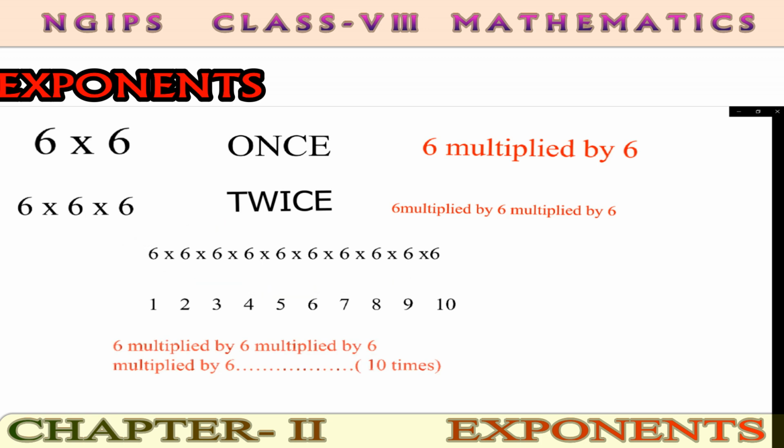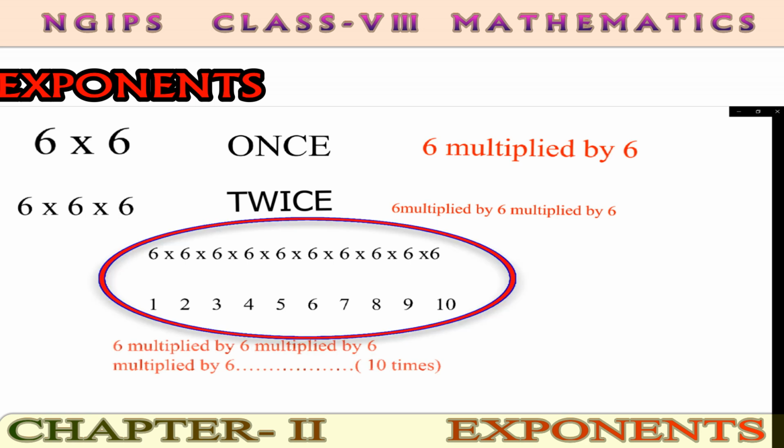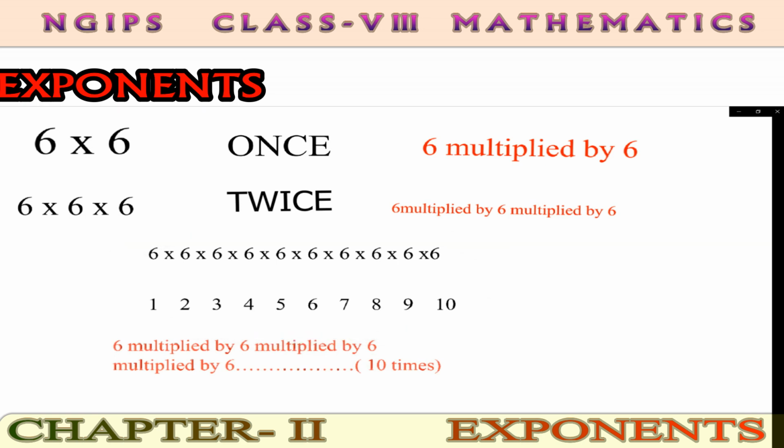So now you have kind of gotten bored. You don't have a choice. So you have to write 6 times 6 times 6 times 6 and so on 10 times. Yes, I know what you're thinking. The more times you multiply a number by itself, the more tedious it gets for you to write it down. So that brings us a question.